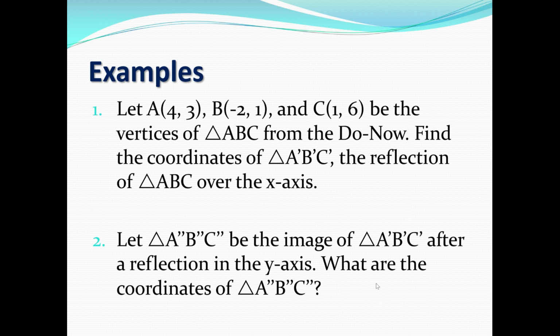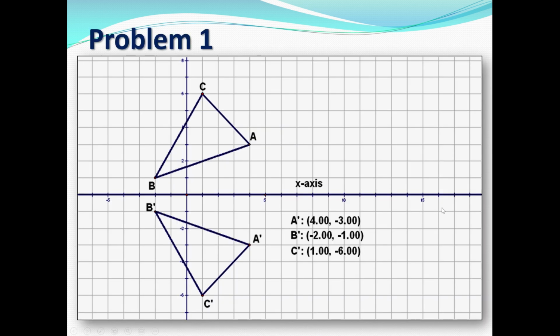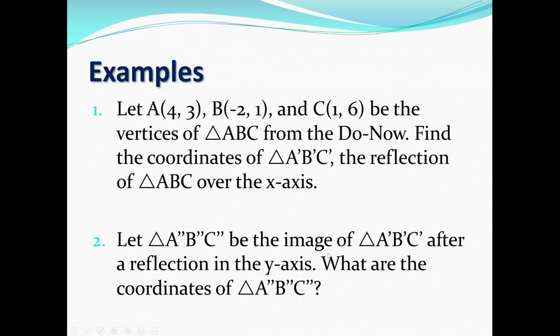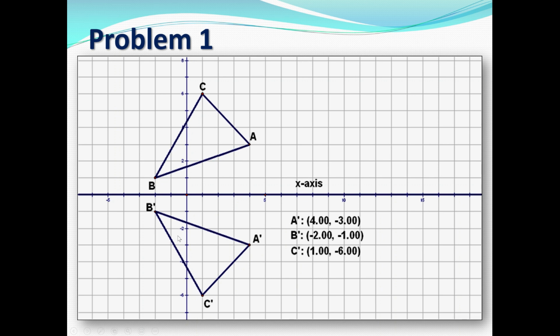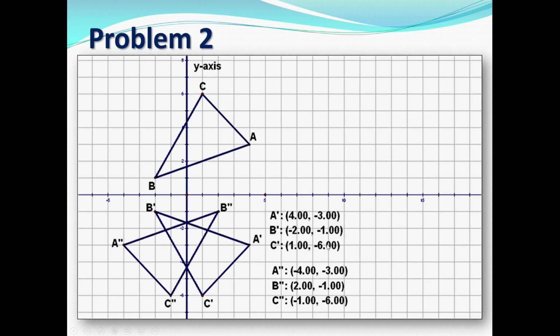Well, let's look at it. Here we have a reflection first over the x-axis, okay? So here are the coordinates, A prime, B prime, and C prime. Now, after that, we wanted to reflect the new coordinates over the y-axis. And we saw the generalization here. Once you reflect it over the y-axis, you actually need to negate the x value. Okay, so here are the new points.